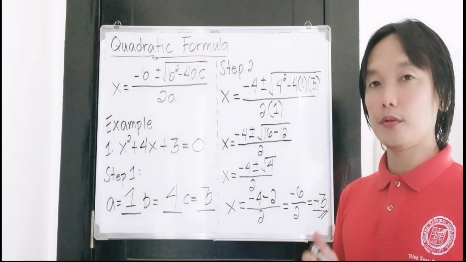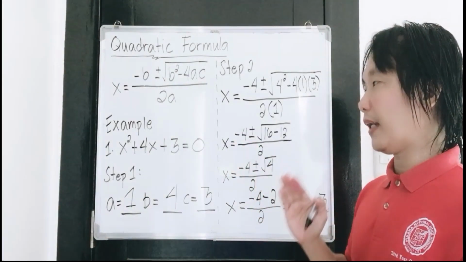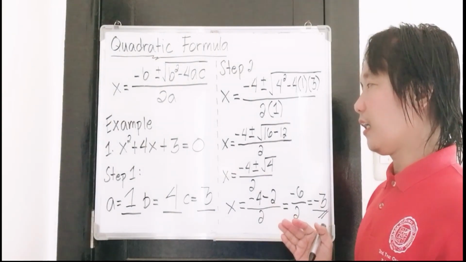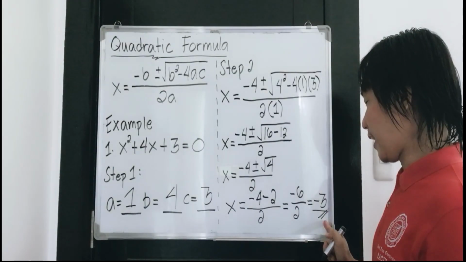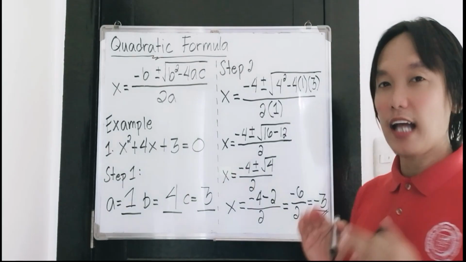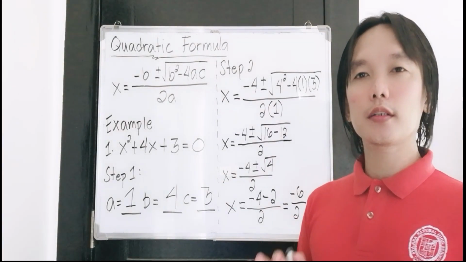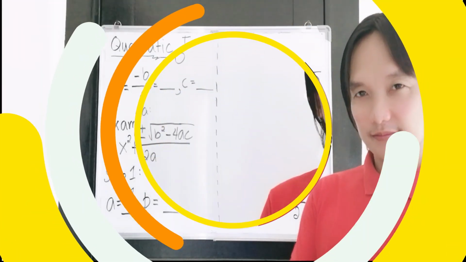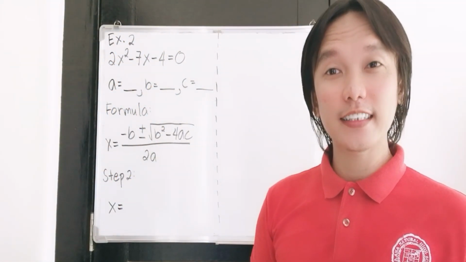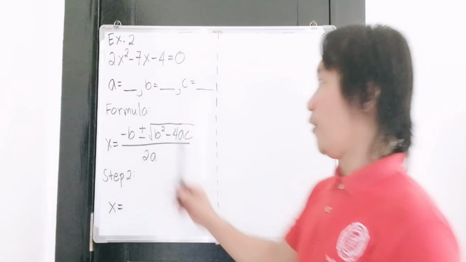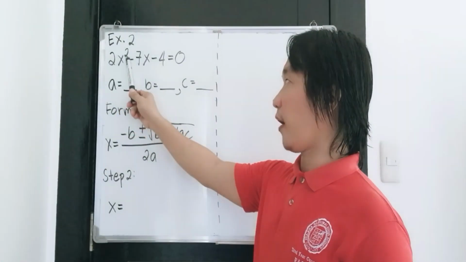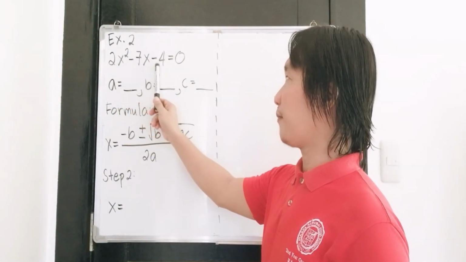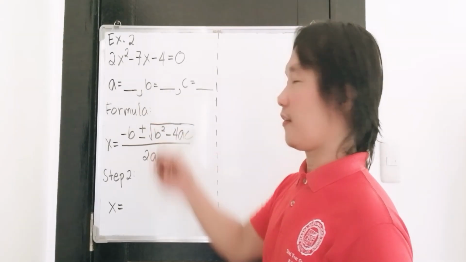Therefore, the other root of x squared plus 4x plus 3 equal to 0 is negative 3. So that is how you are going to solve using the quadratic equation. And let us try to have our second example. What if we have 2x squared minus 7x minus 4 equal to 0?